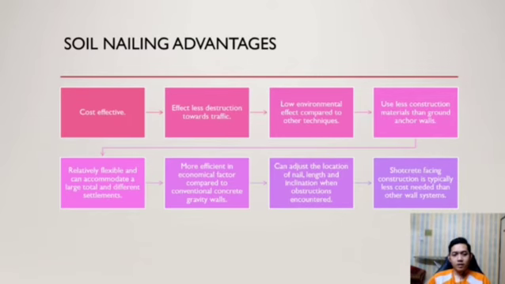Next is relatively flexible and can accommodate a large total and different settlements. Next is more efficient in economical factor compared to conventional concrete gravity walls. Next is can adjust the location of nail length and inclination when obstruction is encountered. And the last one is shotcrete facing construction is typically less costly than other wall systems.